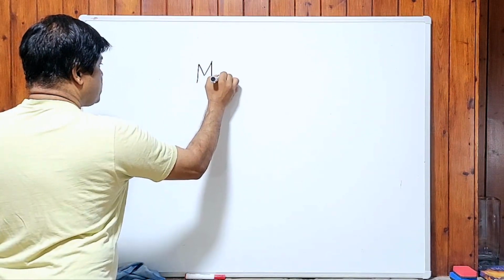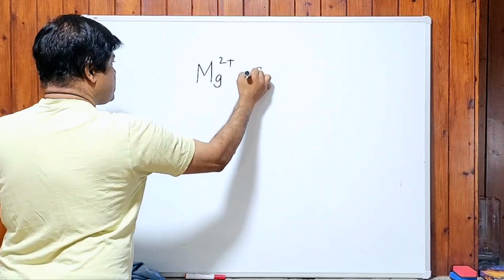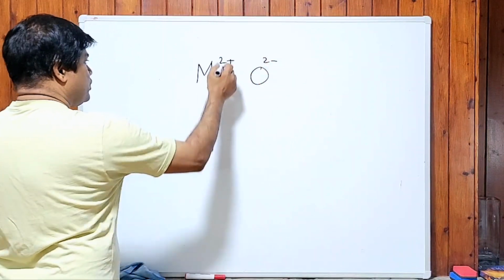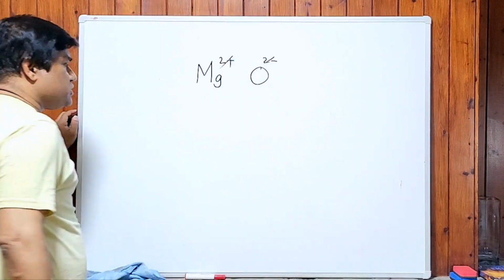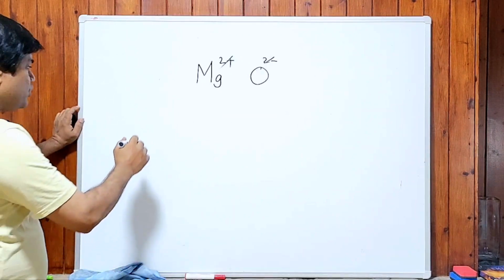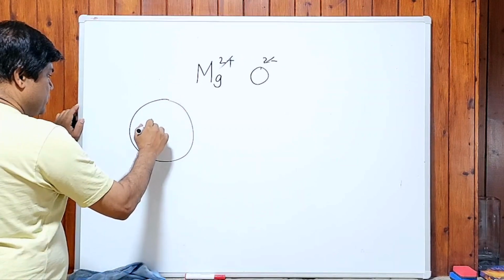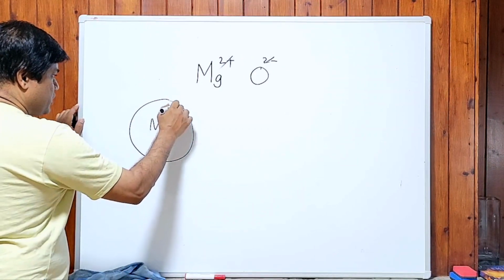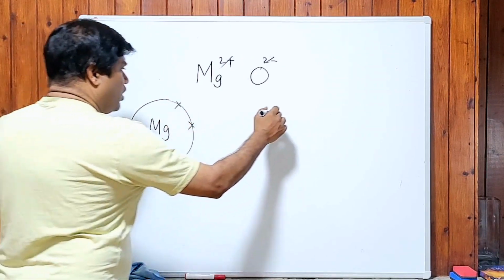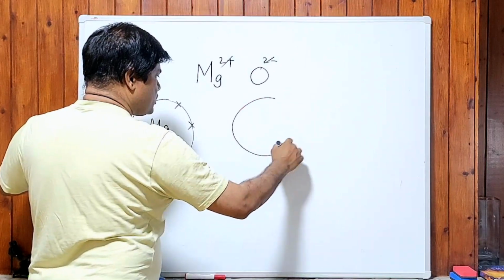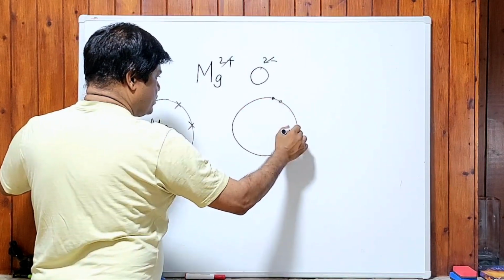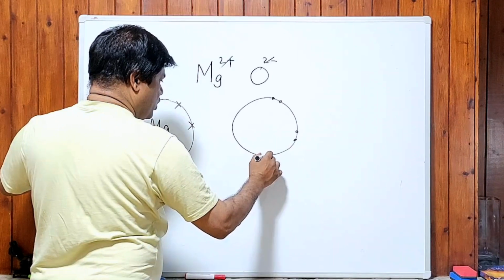Mg gives away 2 electrons, becoming 2 plus; oxygen gains 2 electrons, so plus 2 and minus 2 cancel. So how can we draw it? Just focus on the outer shell. Magnesium has 2 electrons in the outer shell. Oxygen has 6 electrons in the outer shell.